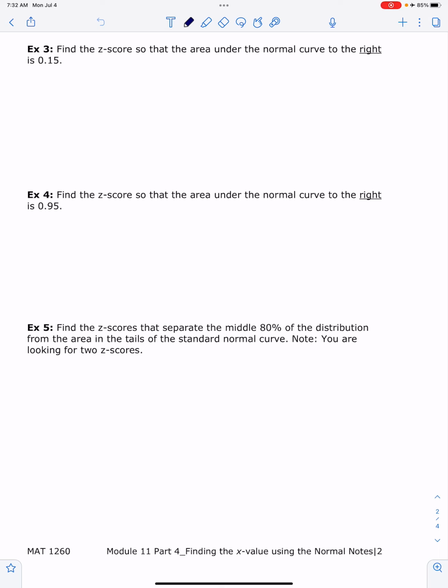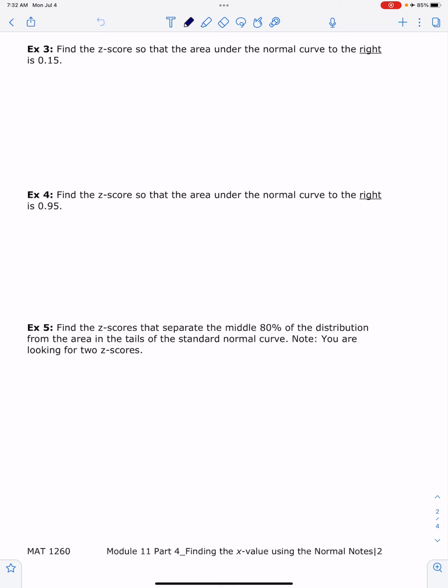Here's the Module 11 Part 4 notes. This is page 2. So we are just going to practice this a couple of times. This is a great time for you to hit pause or wait till after the first example. So you see this again, then hit pause, try a couple of these, and then come back to check.